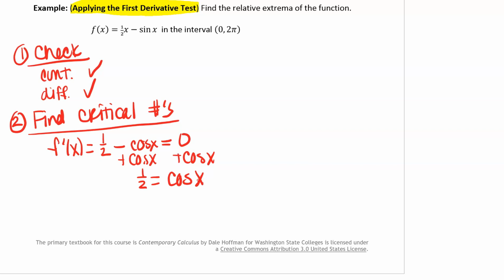And then you're back to your trig circle again. Where's cosine x equal to 1/2? And that is at pi over 3 and 5 pi over 3. After you find your critical numbers, you're going to be testing points in your derivative using your number line. So I always like to draw my number line and put all my critical values.